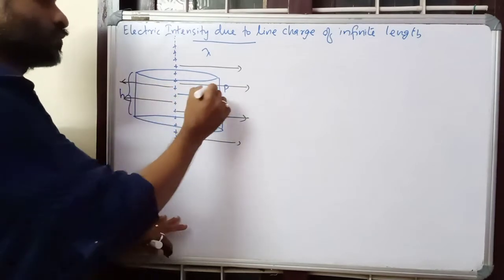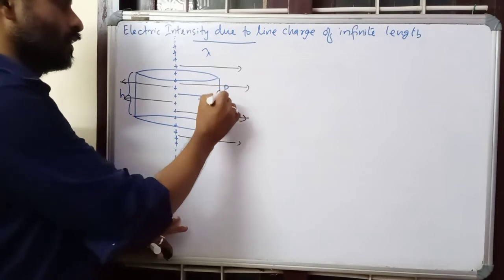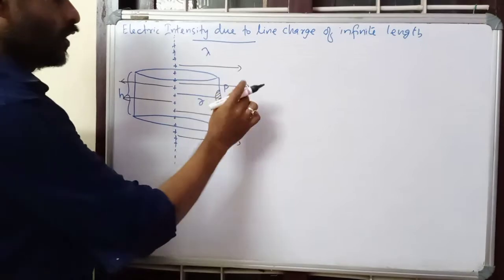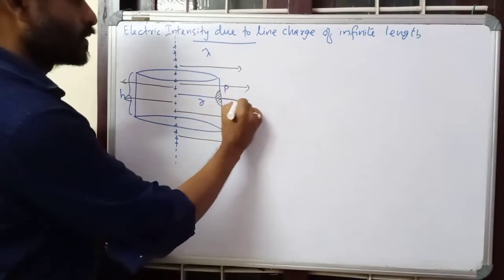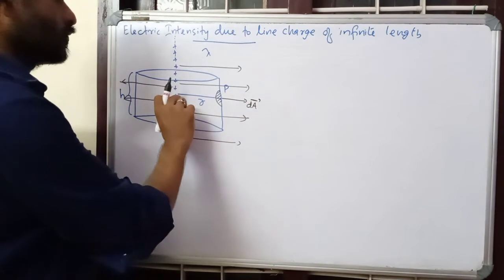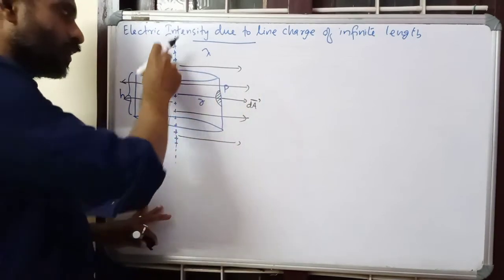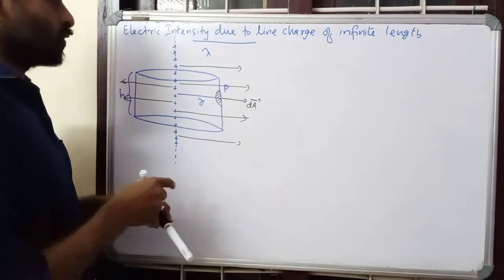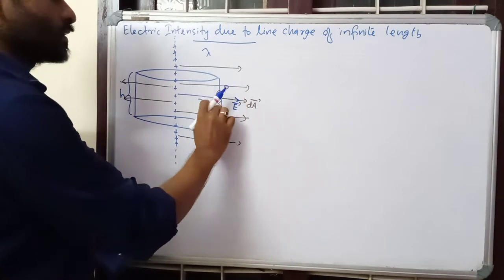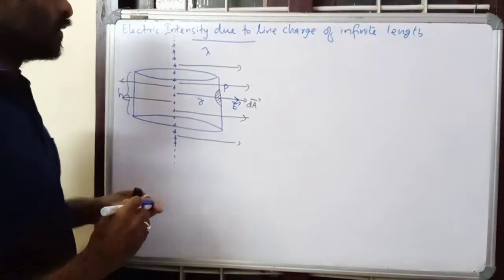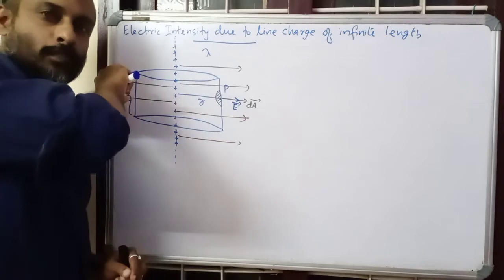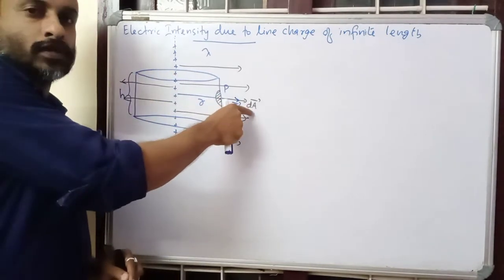So I am going to consider a small area dA on the curved surface. We know that the area vector is perpendicular to this area. So this is the area vector. Also the electric field at this point is perpendicular to the straight line charge. So this is the electric field vector E. So both the vectors are in the same direction. So at any point on the curved surface, the electric field vector is parallel to the area vector.